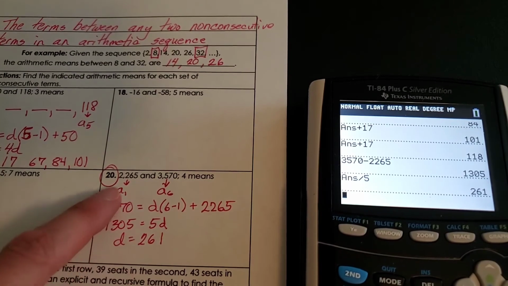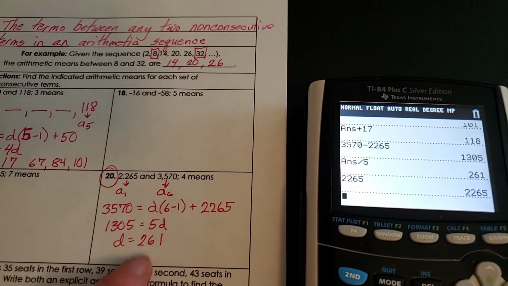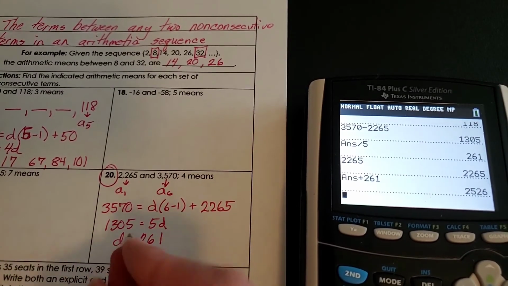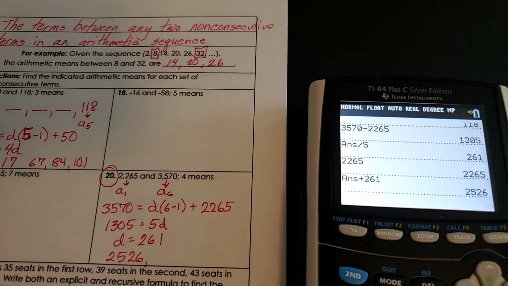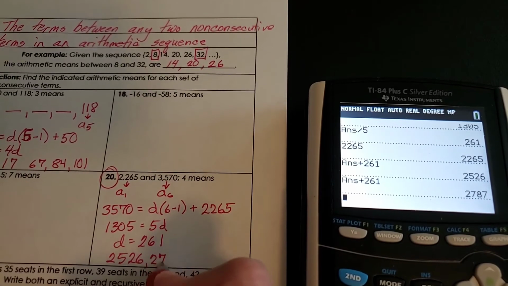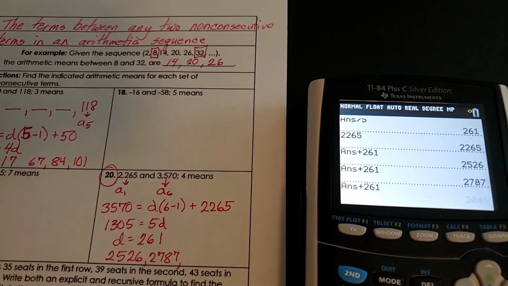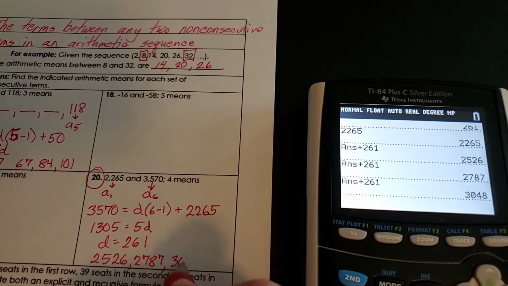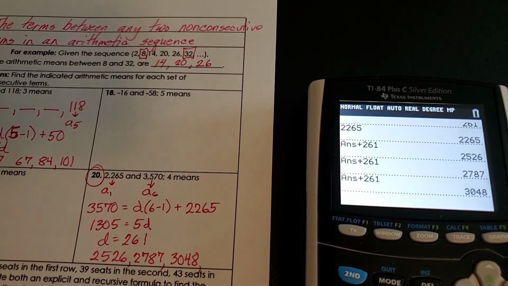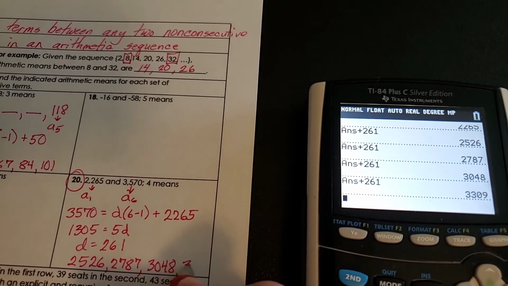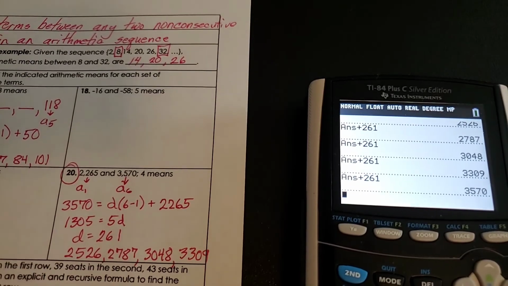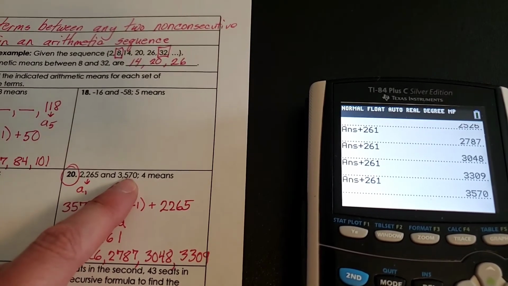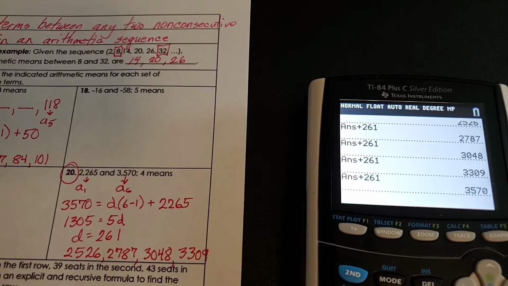Now I'm going to find those 4 in between. I'll start with 2265, hit enter. And I'm going to add 261. So the second term, or the first mean, is 2526. The second one is 2787. The third is 3048. And the fourth is 3309. And I'm going to hit once more and hope. Yep, there we go. 3570. It's a nice check for that.